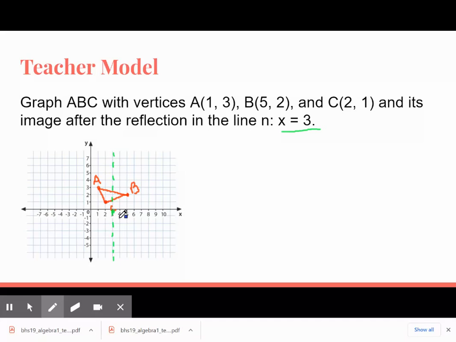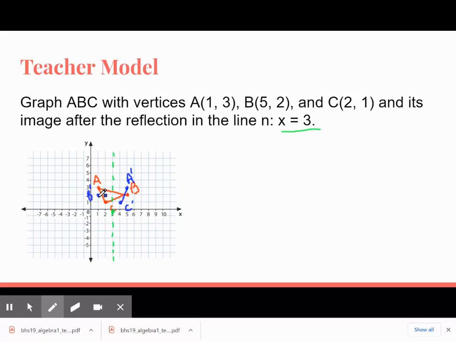Remember how I said that it's the same distance away from the line of reflection on both sides? So A, see how A is 2 units to the left? A prime would be 2 units to the right of the line. So here's A prime. And then B is 2 units on the right, so you would move it 2 units on the left. So there's B prime. And then C is 1 unit on the left, so you would put C prime 1 unit to the right. That's a fancy looking shape once you draw it.